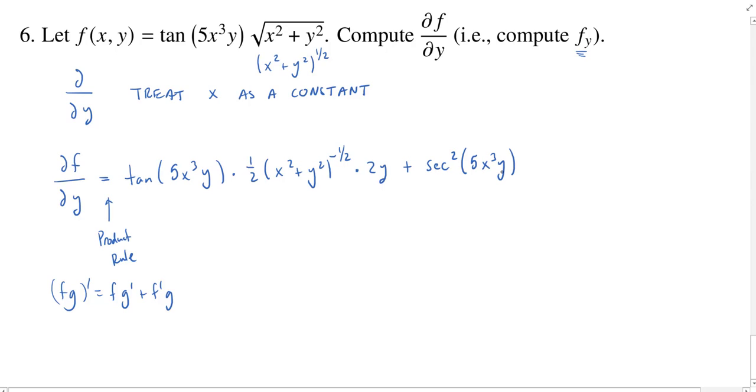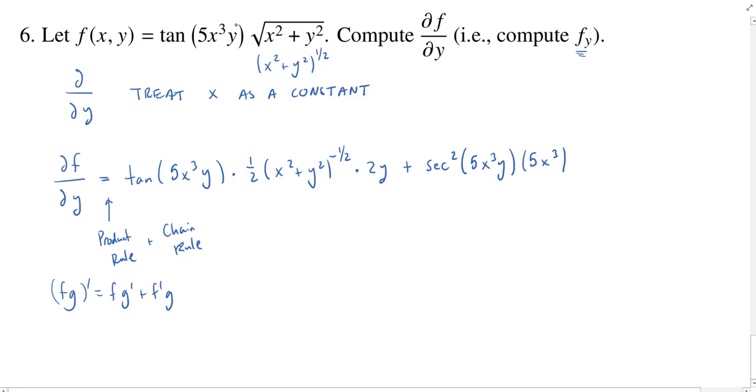And now I need to multiply by the derivative of this inside function, because we're using the chain rule here. So product rule plus, say, the chain rule. The derivative of 5x cubed y. Well, with respect to y, this 5x cubed is just a constant. It might have just been a 7. And you know the derivative of 7y is just 7. So the derivative of 5x cubed y is 5x cubed.